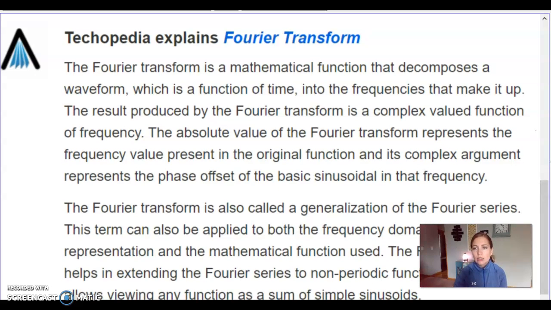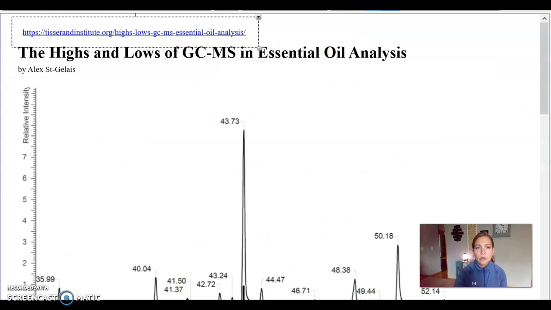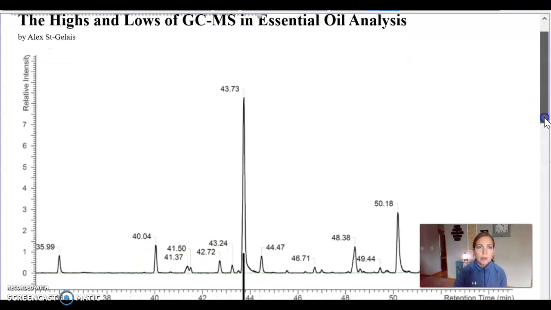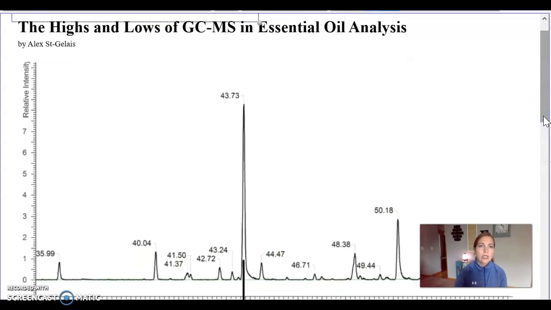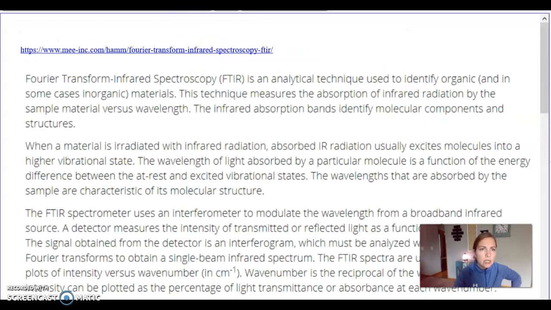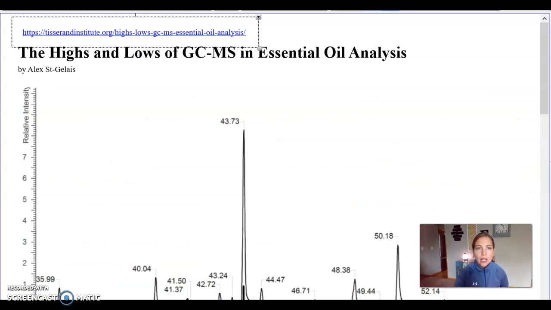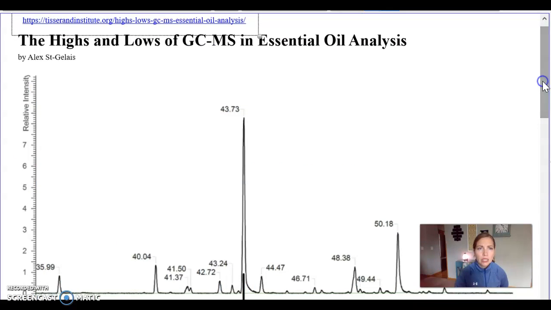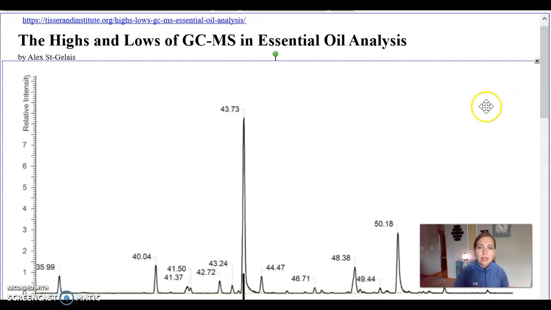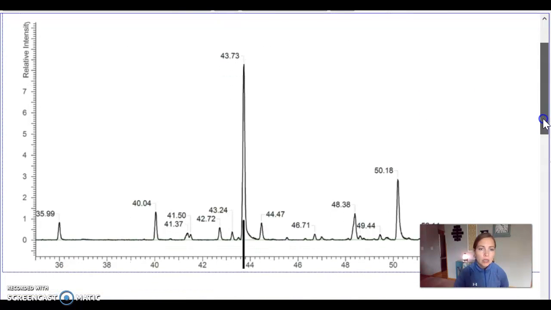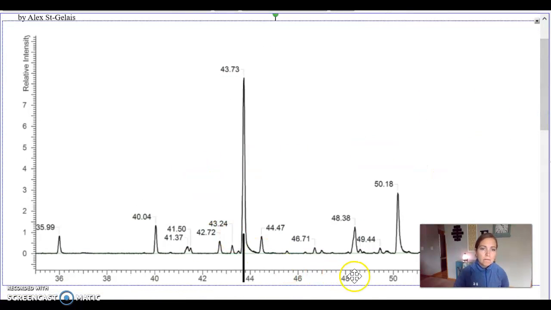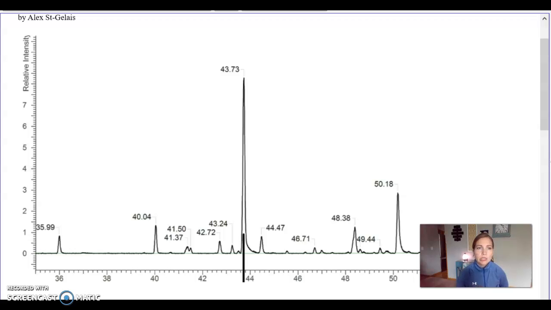So a lot of the graphs that I found, such as here, show the highs and lows of this GC, which is gas chromatographic. This is basically a process that they use to analyze the essential oils. So this was a graph that I found, and this had to do with the frequency and the wavelengths of an oil.